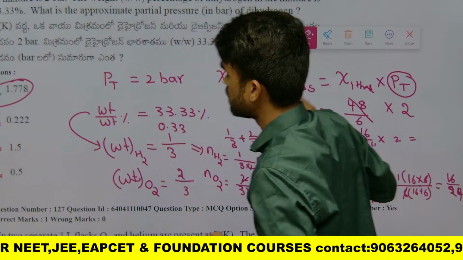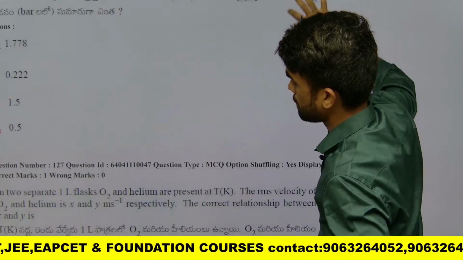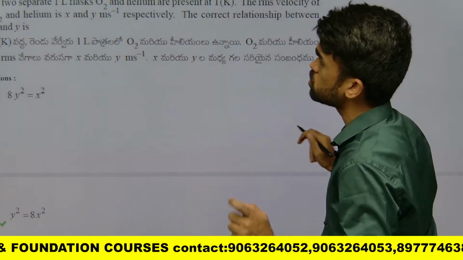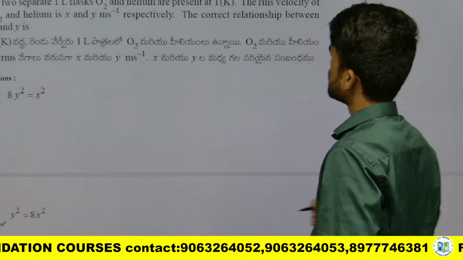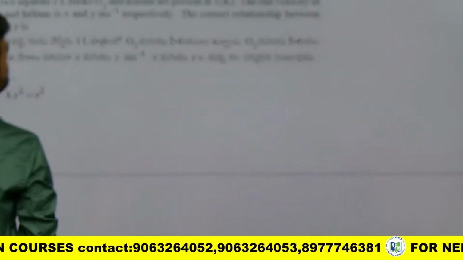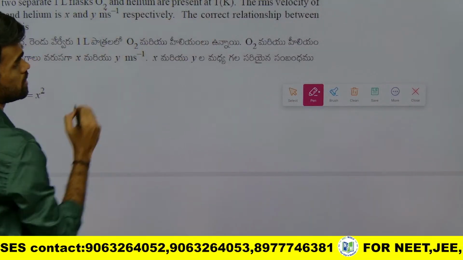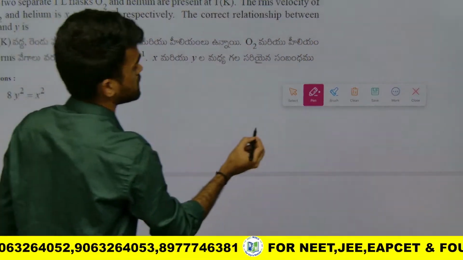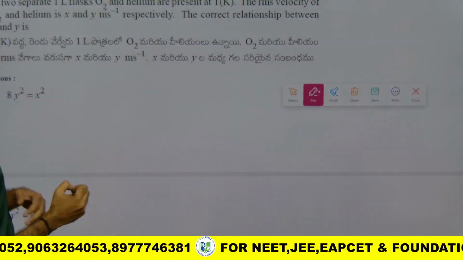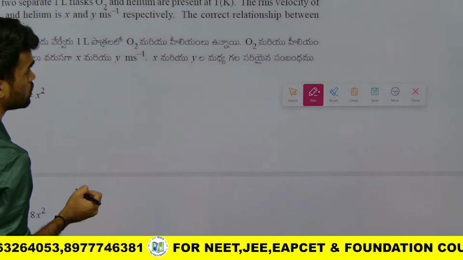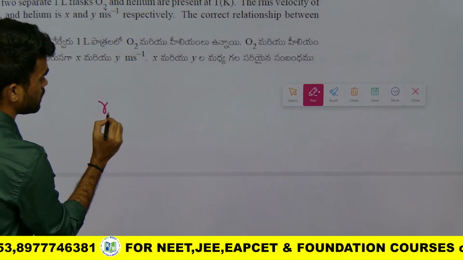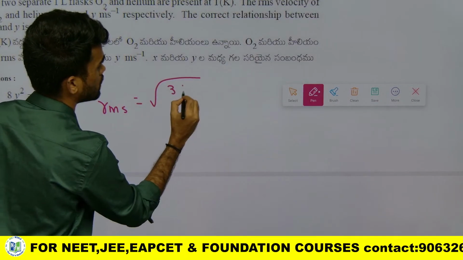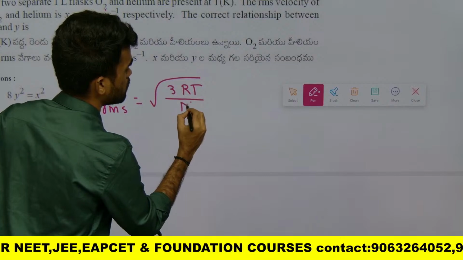So let us move further. Now, in 2 separate 1 liter flasks, O2 and helium are present. The RMS velocity of O2 and helium is x and y respectively. What is the correct relation between x and y? So how can we do this? See, RMS velocity, U RMS I am writing, is nothing but root over 3RT by M. That's it. This is the formula you need to use here.